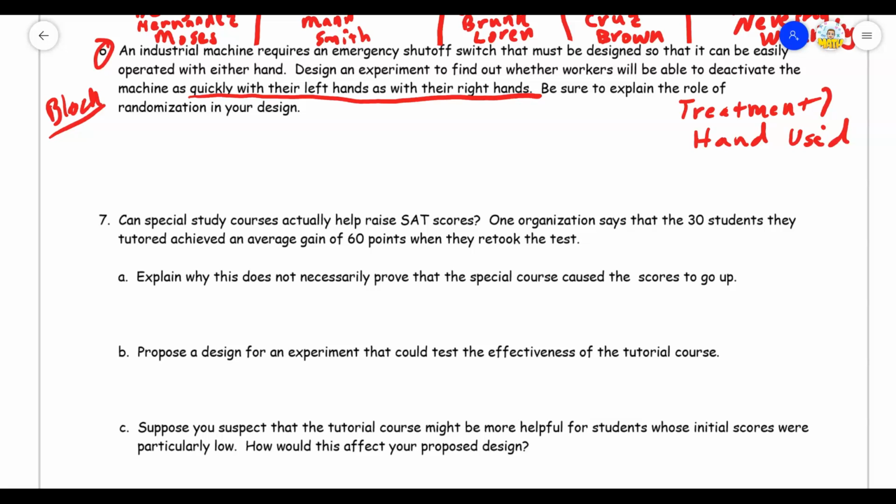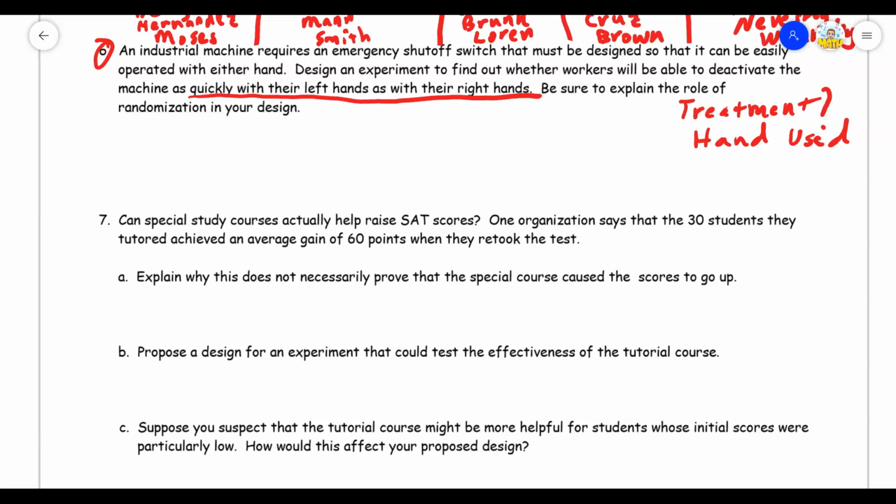They just want to know if, in general, regardless of whether somebody's left-handed or right-handed, that they can operate this switch as quickly with either hand. Okay, so I don't know that the block design or the matched pairs based on whether somebody's left-handed or right-handed matters as dominant hand. But how do we use randomization here? Okay, think about the experiment. I need every subject. It is a matched pairs design. Every subject's going to operate the switch with their left hand and their right hand.